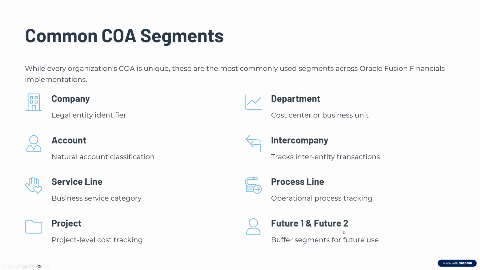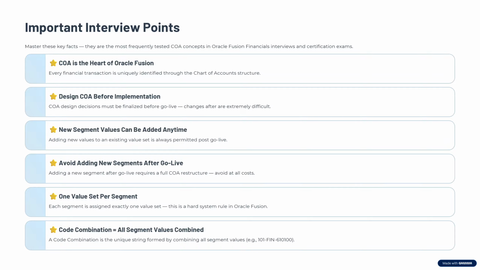We already discussed the Future One and Future Two segments. Once we finalize the COA, the client may ask, can you add one more segment, can you add two more segments? It is not possible. This is the reason we add the Future One and Future Two segments. You can call them buffer segments for future use. These are the general interview points related to this.